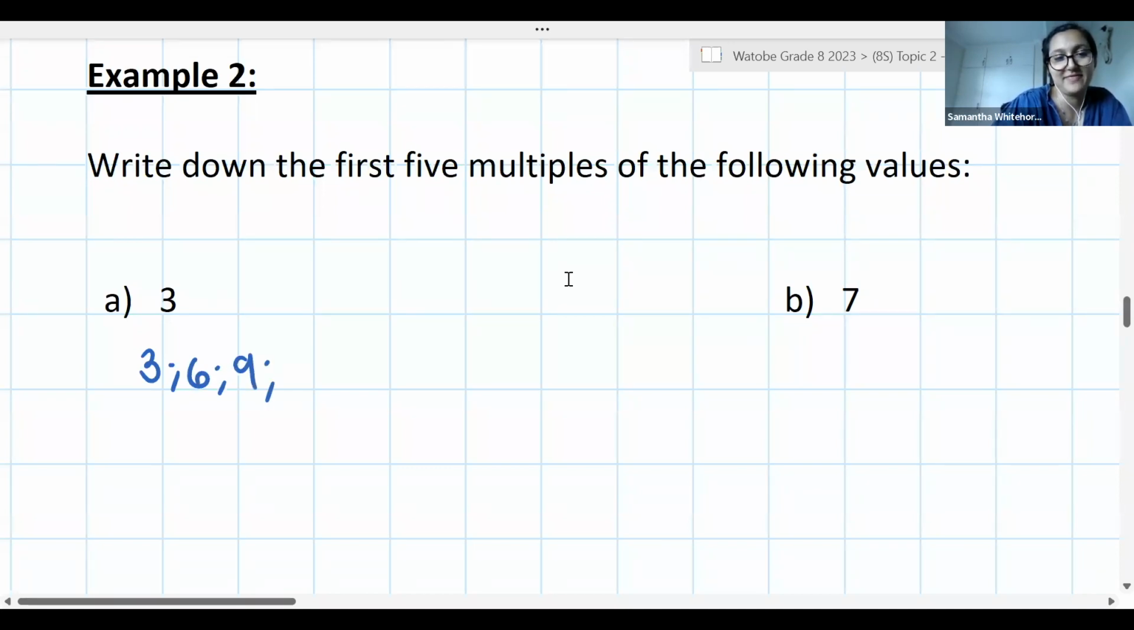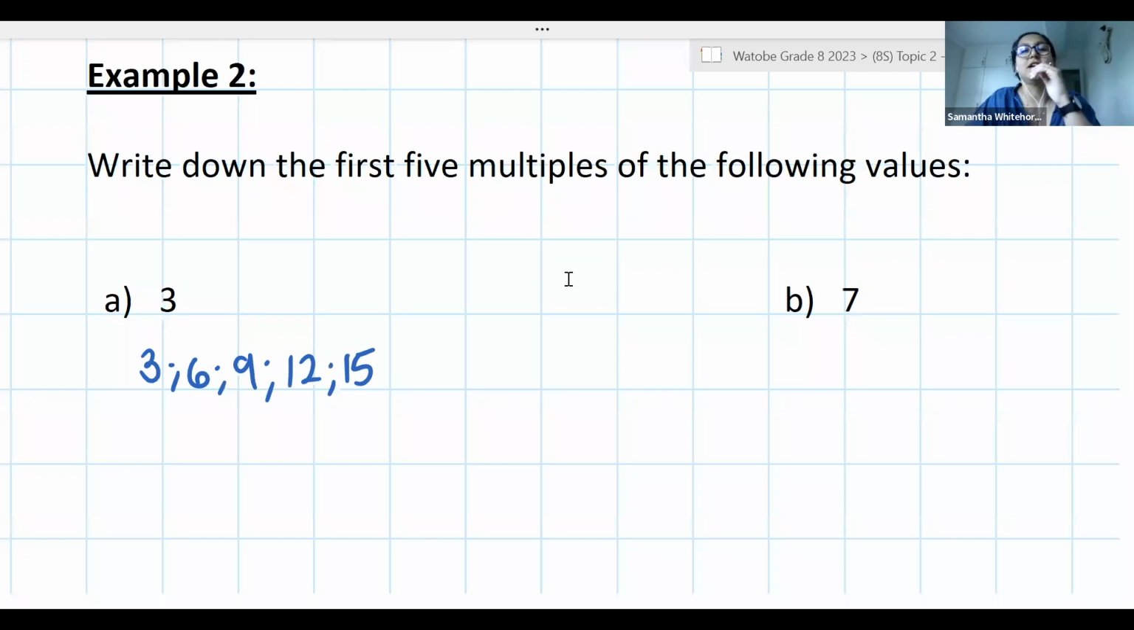18, and 21. Perfect. Okay, so Retabile is on a roll here. We only want the first 5, so we can stop at 15, but all of the rest are perfectly correct. Well done. Okay, so guys, multiples, remember, are the answers that we get when we're multiplying numbers. So 3 times 1, 3 times 2, 3 times 3, 3 times 4, and so on.